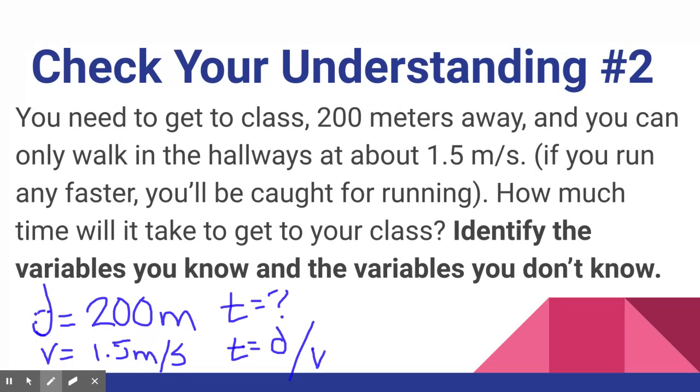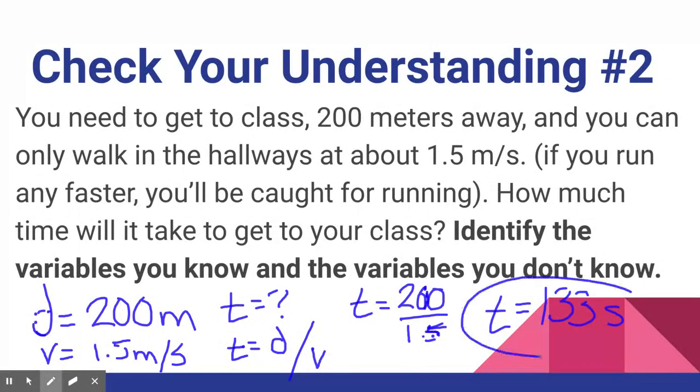Okay, so I've got my formula, and now I'm going to plug in my numbers. So T is going to be equal to 200 divided by 1.5. That's 200, not 260, divided by 1.5. And I'm going to plug that into my calculator. So 200 divided by 1.5. Well, that's going to give me a time of, I'm just going to go to 133 seconds. Okay, and then I have my answer right there, 133 seconds.